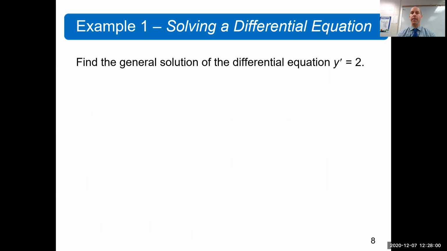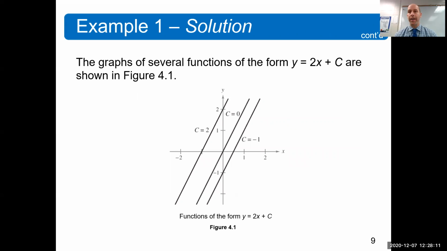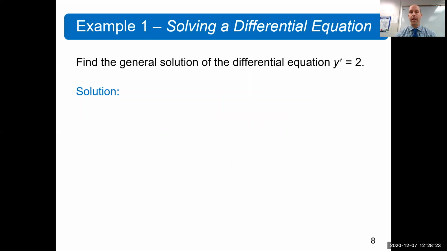So let's look at a very simple solution for a differential equation. y prime equals 2. So what would be the antiderivative of 2? Well, hopefully you would realize that the antiderivative of 2 is 2x. Therefore, the general solution would be y equals 2x plus c.